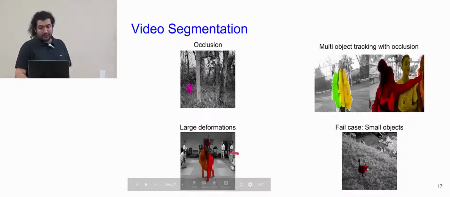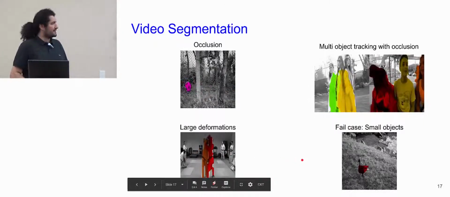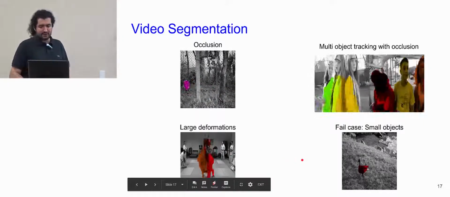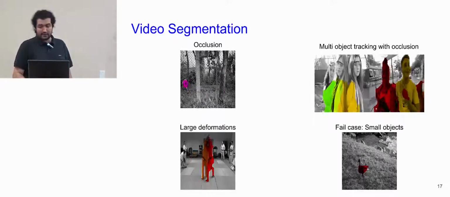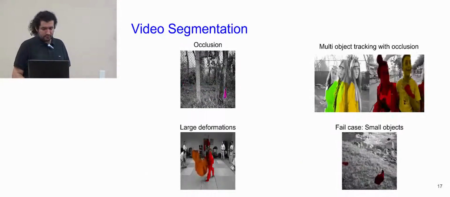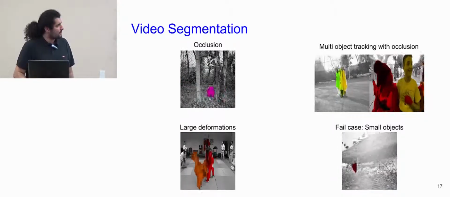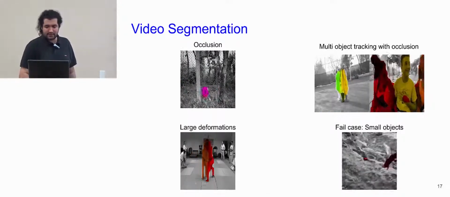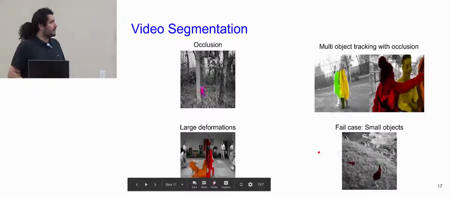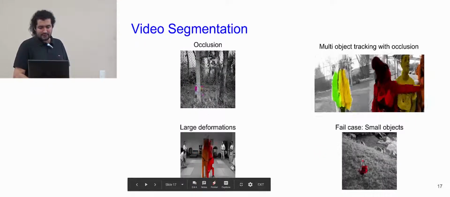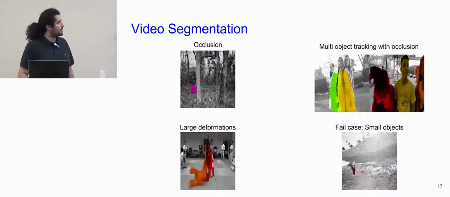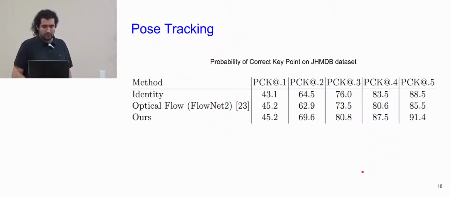And this is one of the failure cases, because their method can't successfully track small objects with fast motion. They are using really small, spatially small embeddings, so they can't easily represent the small objects in the videos.